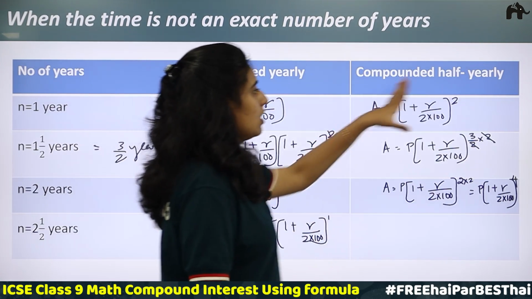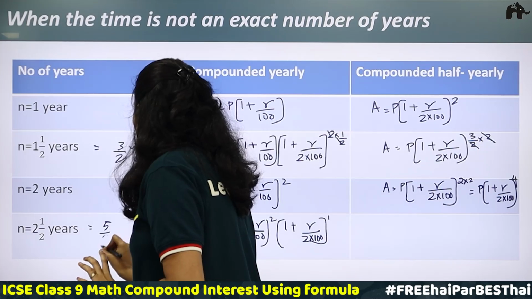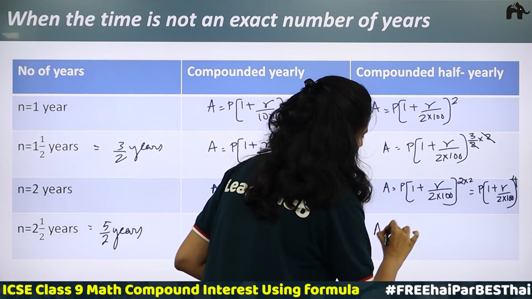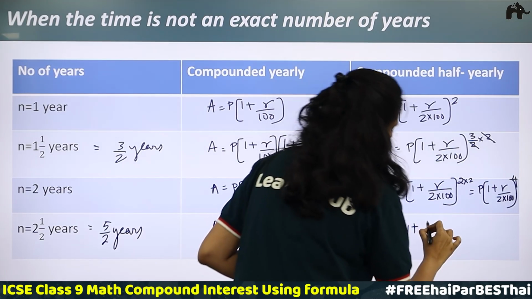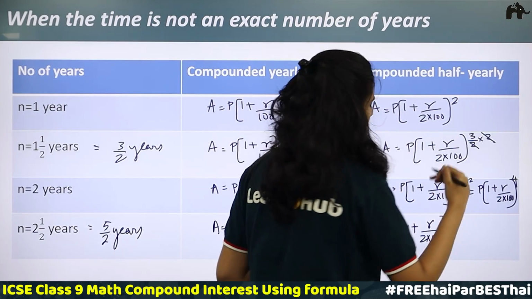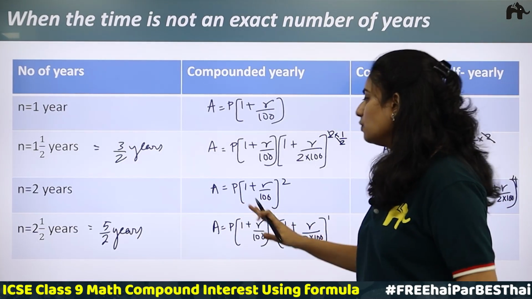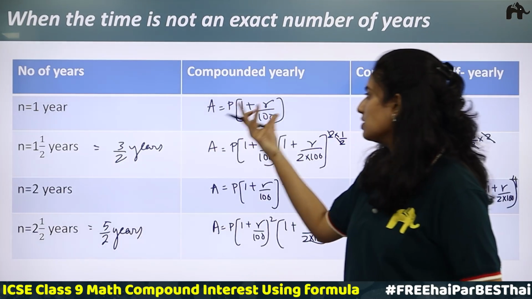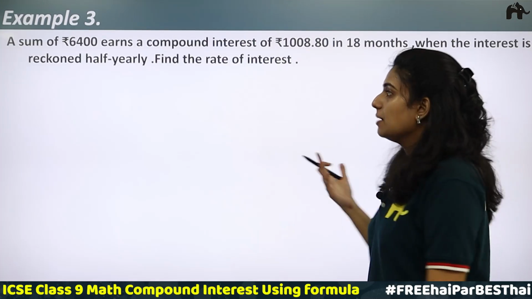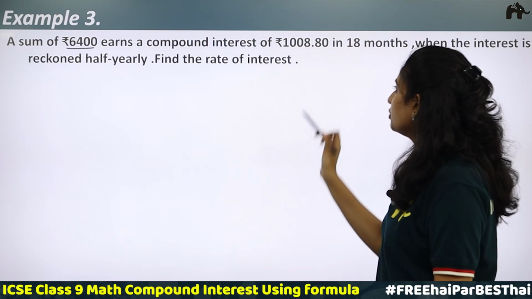So this is the formula. Now compounded half yearly, 2.5 years will be equal to 5 by 2 years. Then the amount will be P into 1 plus R by 2 into 100 raised to 5 by 2 into 2. Therefore, you will be getting 5. Okay, so this is how you will be getting. Now, if you have 3 years, you will have to substitute 3 in the place of N. Clear?